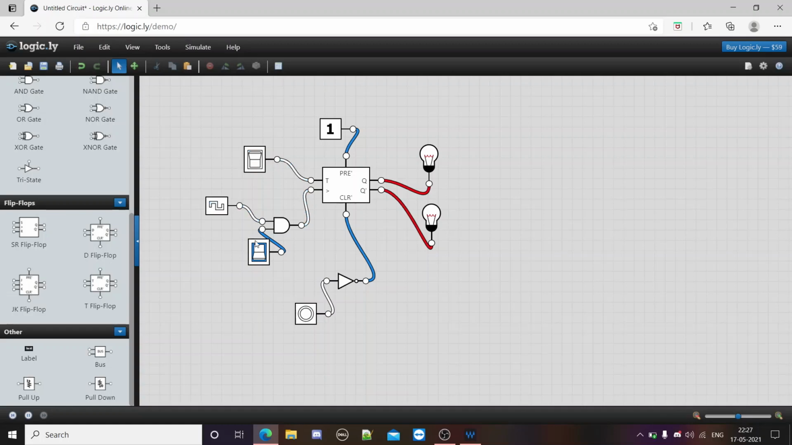First I'm giving 0 and 0. It will be 0 and 1. If 1 0, 0 and 1. If 0 and 1, 0 and 1. If both are 1, we'll see the change. Yeah, we'll see the change over there accordingly.